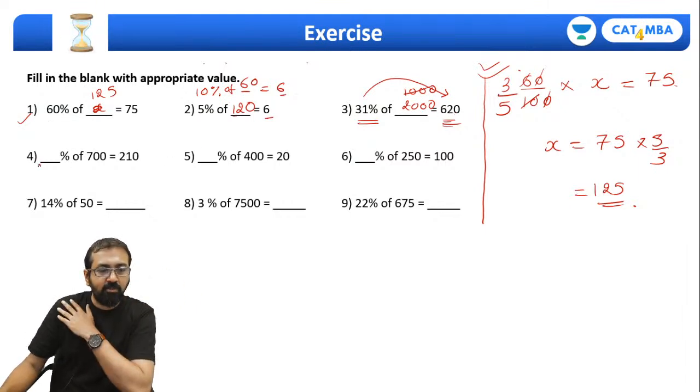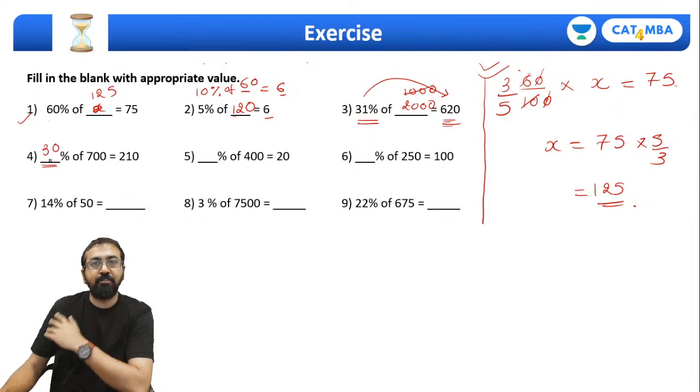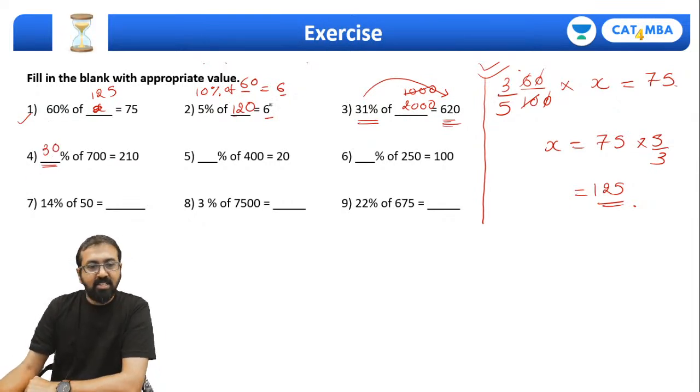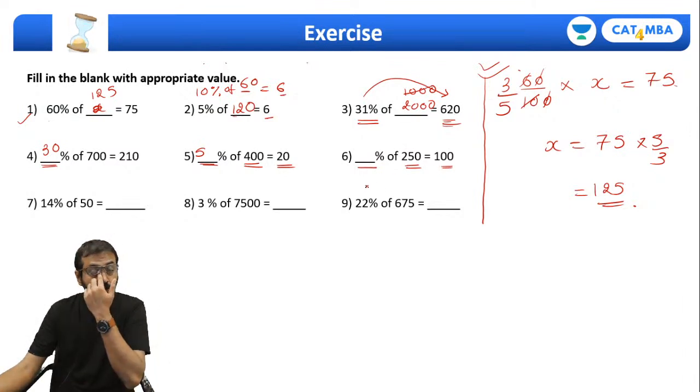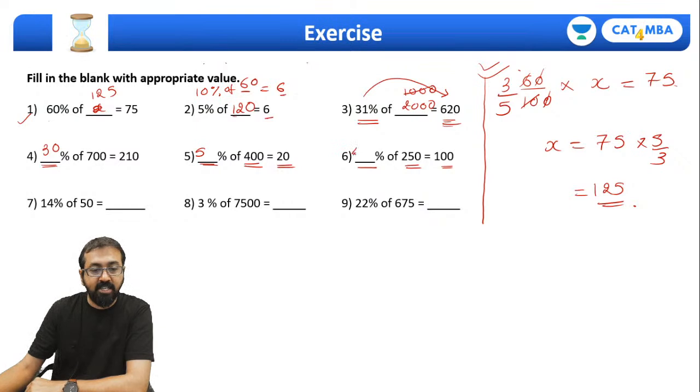In the same way, tell me the answer for the fourth one quickly. What percent of 700 is 210? Can I say 30%? Everyone? Yes. Same way, what about the fifth one? What percent of 400 is 20? So what is 10% of 400? 40. So can I say 5% of 400 is 20? Enough? Yes. What about this one? What percent of 250 is 100? 10% of 250 is 25. Multiply by 4. 40% of 250 is 100. Very simple. Can you do it this way, everyone?